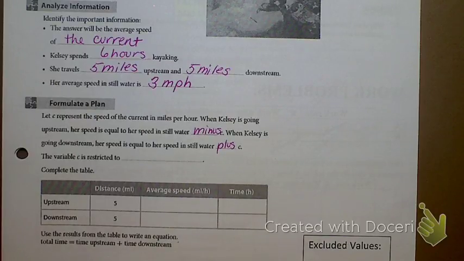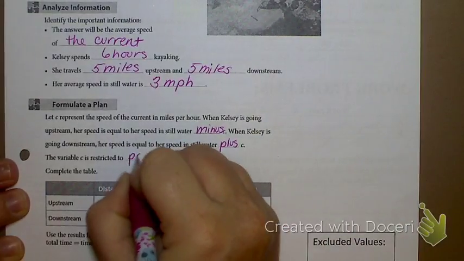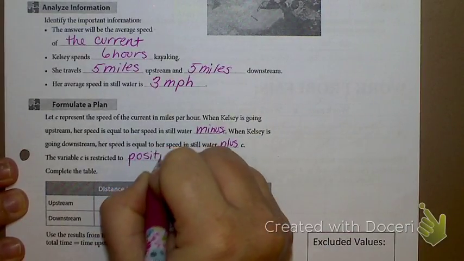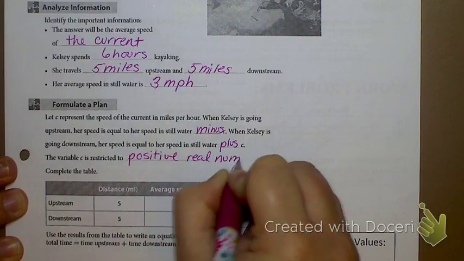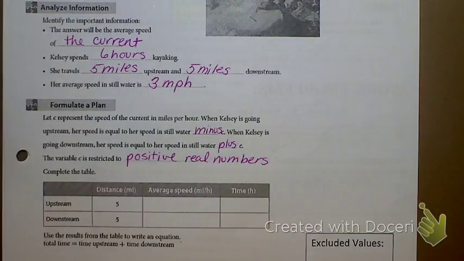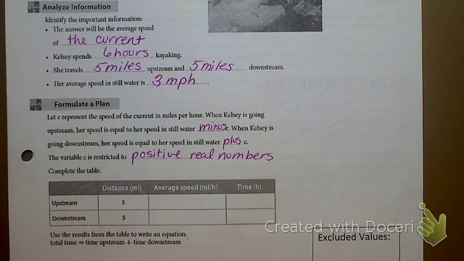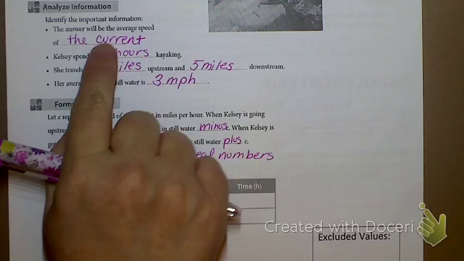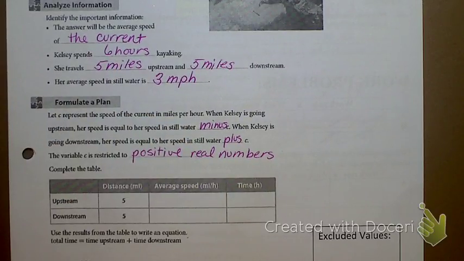Okay, the variable C is restricted to positive real numbers. So if we get a negative answer, we have to exclude it. Why is that? Because what's the answer we're looking for? We're looking for the speed of the current. Can you have a negative speed? No. Like in your car, you can't have a negative speed. It's always a positive speed, right?